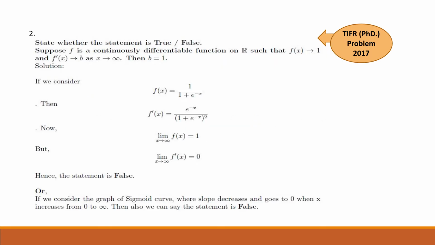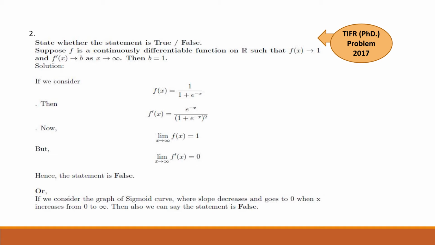Next problem. State whether the statement is true or false. Suppose f is a continuously differentiable function on R such that f goes to 1 and f dash x goes to b as x goes to infinity. Then b equals 1. So state whether it is true or false.